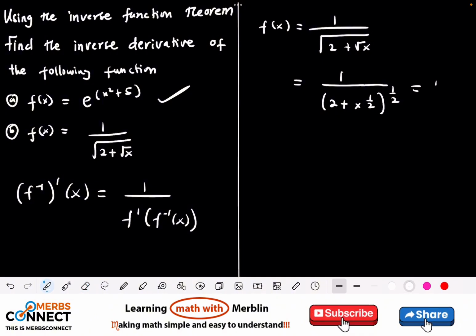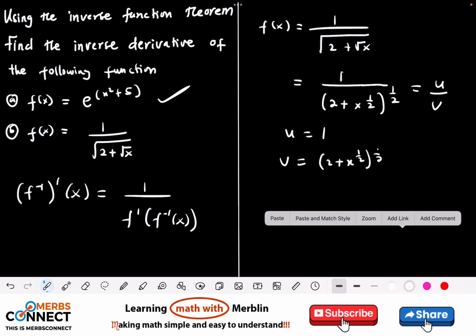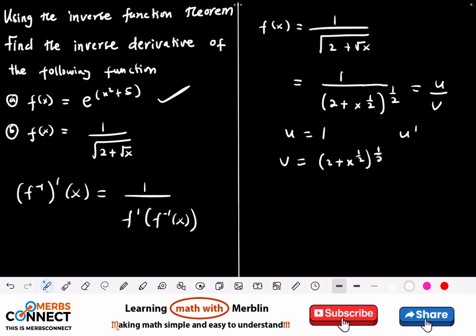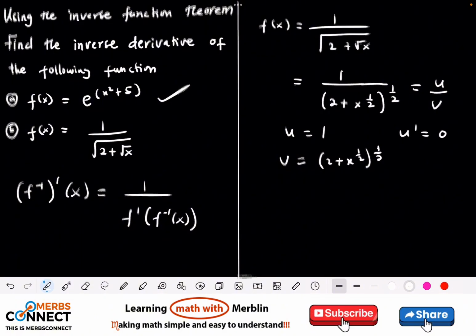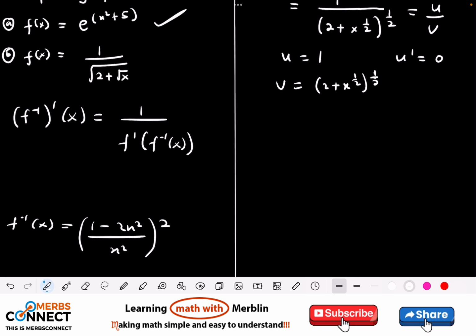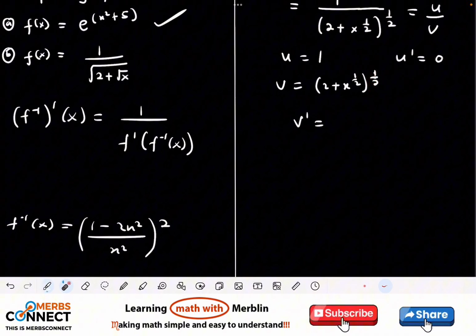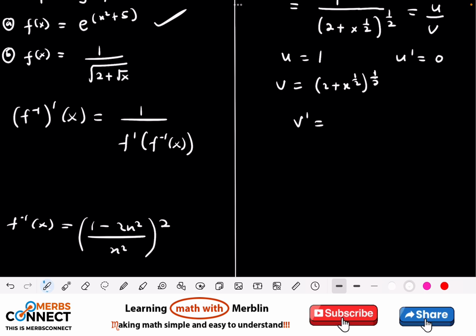So here I'm going to have u divided by v. So u is 1 and v is (2 plus x to the power 1 over 2) to the power 1 over 2. So what is u prime? U prime is going to be 0 because the derivative of a constant is 0. Now what is v prime? For v prime, we need to use the power rule and the composite rule. So it's two things together. We call it the chain rule, right? When I do my video on derivatives, you will understand all this stuff. So power rule: this guy drops, we subtract 1. So we are going to have 1 over 2.